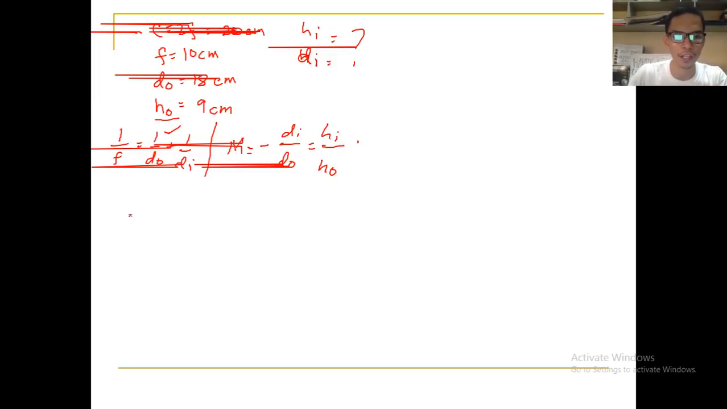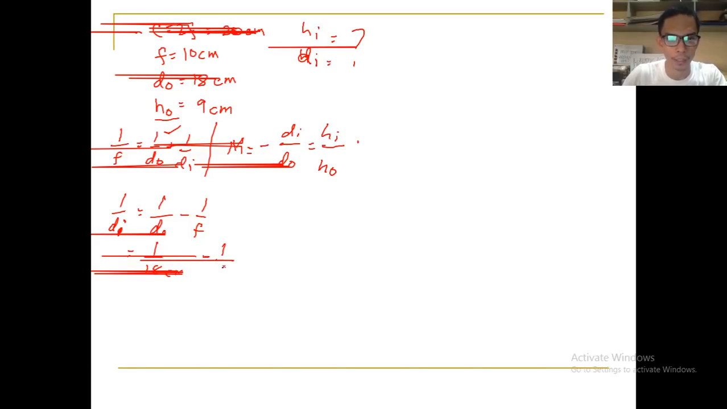So let's rearrange: 1 over d sub i is equal to 1 over f minus 1 over d sub o. Let's substitute the values: 1 over 10 cm minus 1 over 18 cm. Rewriting it, that is 18 times 10 over 18 minus 10.